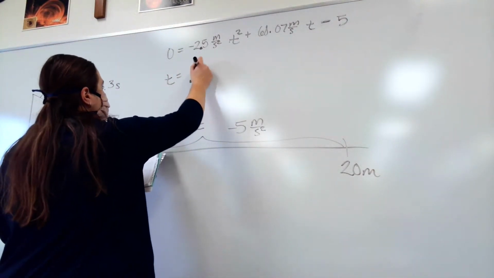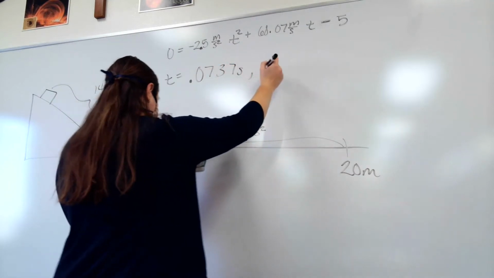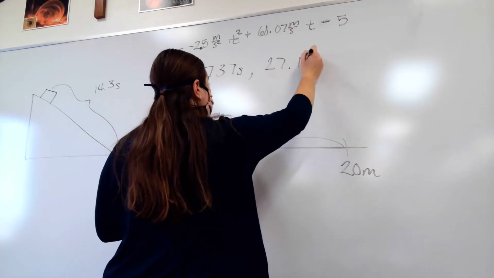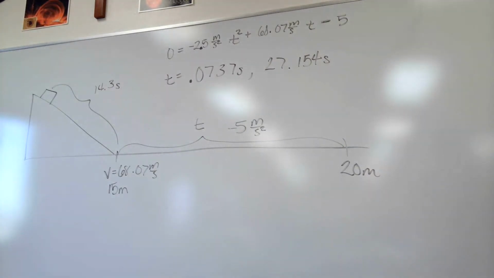So we get 0.0737 seconds, so a really small one, and we get a pretty big one. So we get 27 seconds at 0.154. Okay? Why do you think we get 2? The plus and the minus, yeah. But what do these two numbers represent? What do you think?